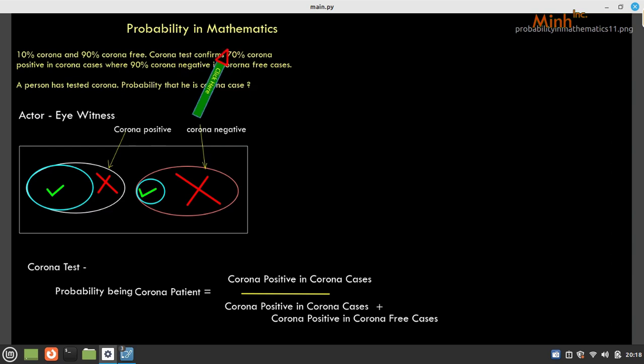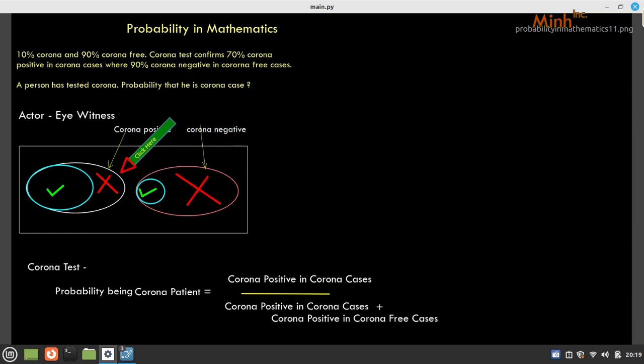Okay, these are new terms, just to confuse people. But anyway, now a person has been tested corona positive. What is the probability that he is actually a corona case? A person goes for a test and he was tested corona positive. What is the guaranteed probability that he is actually a corona patient? Now 70% of the corona cases test positive, so if he is a corona case, there is a high chance, but let's see the scenario.